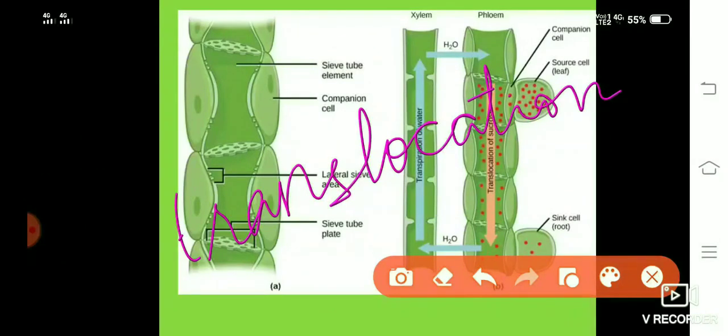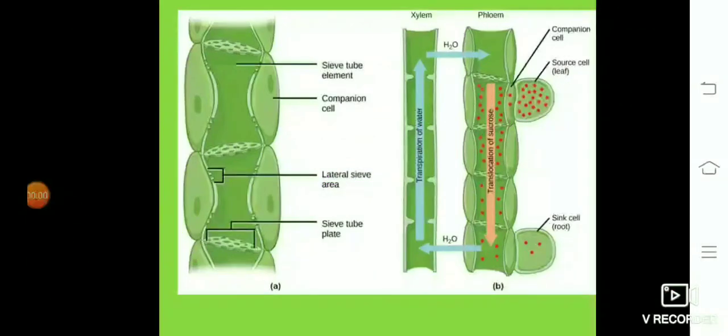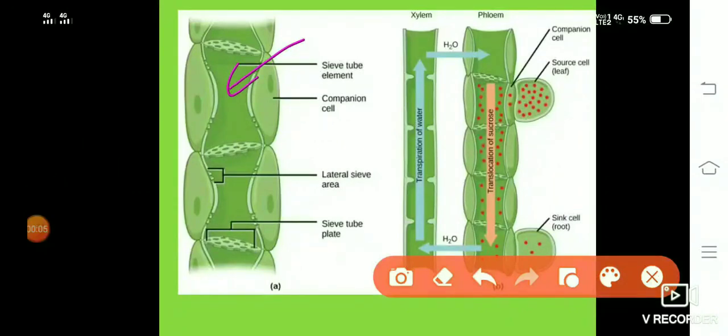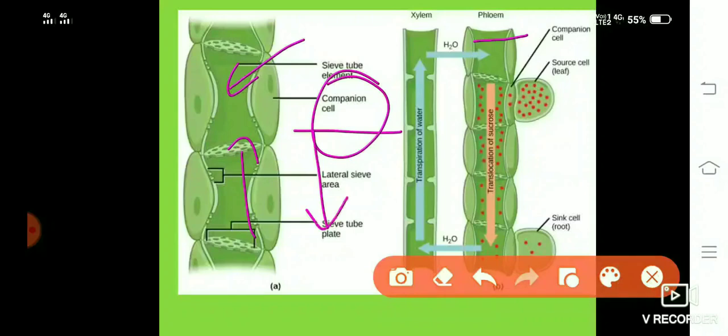And where does this happen? It happens in the part of vascular system known as phloem. The translocation of food and other substances takes place in sieve tubes, with the help of the companion cells. So the sieve tubes and companion cells are all present in phloem. Here the movement of molecules happens in upward direction as well as downward direction, or in any direction, right?